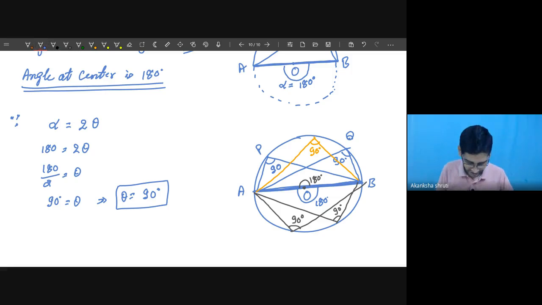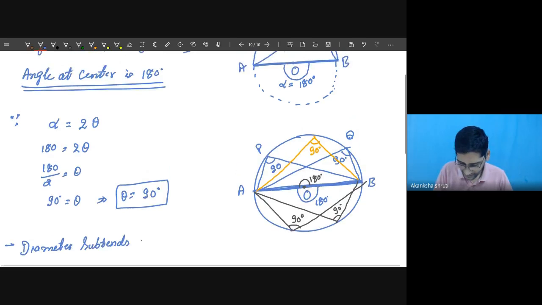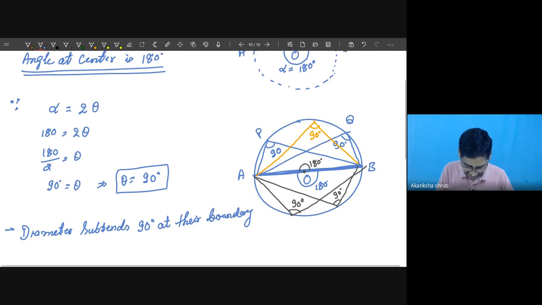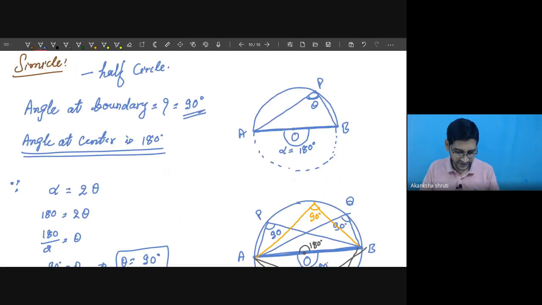So write that point also. The diameter subtends 90 degree at the boundary on either side, because they are always equal. Here we are observing that 90 plus 90 gives us 180. So student, these are the few things that you need to keep in mind.